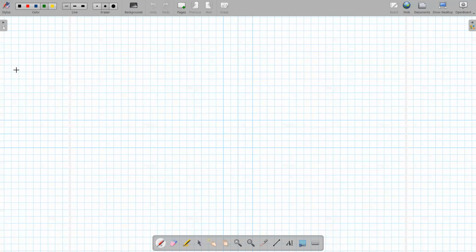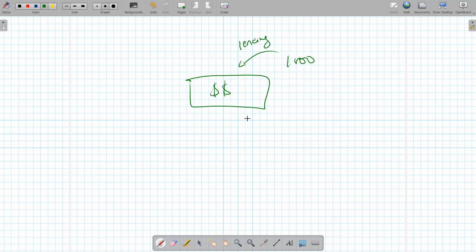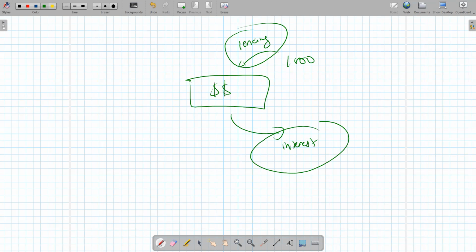So how does this work? So look at this. So let's say this is the bank. Yeah, this is the bank. You put money in this. Okay, you put maybe $1,000. You're lending the bank your money. What happens is, in return, because you did this, you're gonna earn some money back. They'll pay you something called interest.